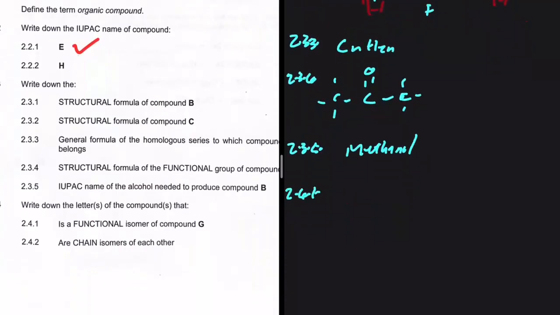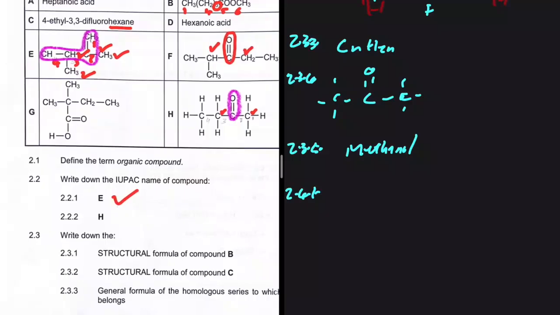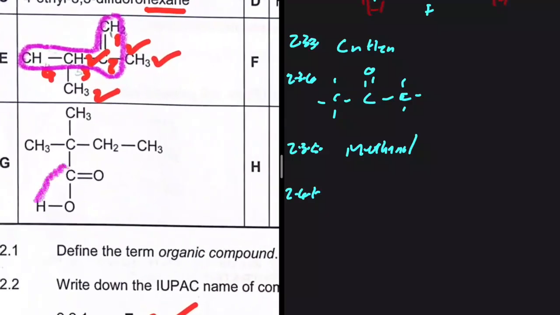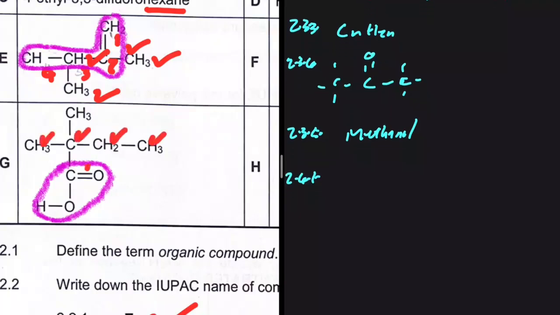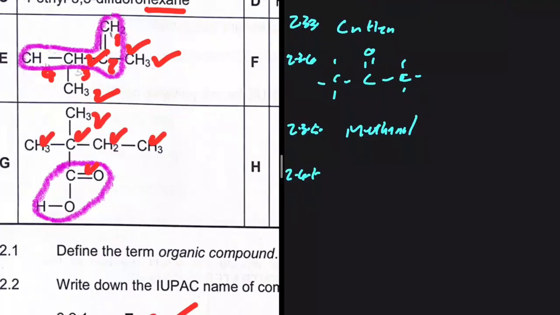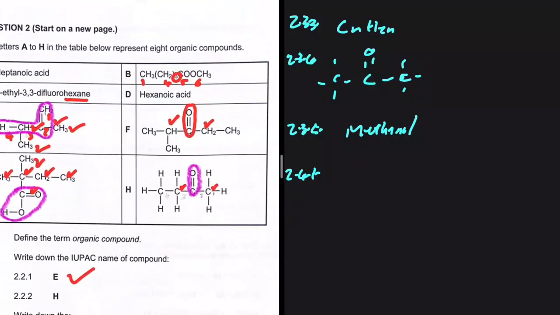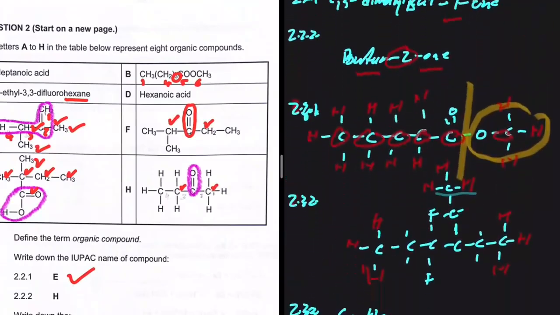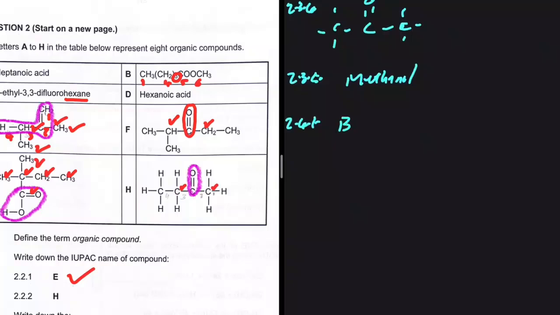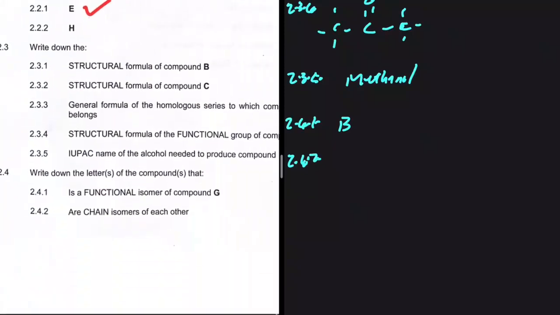2.4.1, we're looking for the letter of a compound that is a functional isomer of compound G. If you take a look at compound G, we have an acid because of the functional group, which we can identify right there. And that acid has 1, 2, 3, 4, 5, 6 carbons. So we are looking for an ester with 6 carbons. If you look at B, in B we have 6 carbons. So the answer to 2.4.1 is B. That ester right there with 6 carbons will be a functional isomer of G.